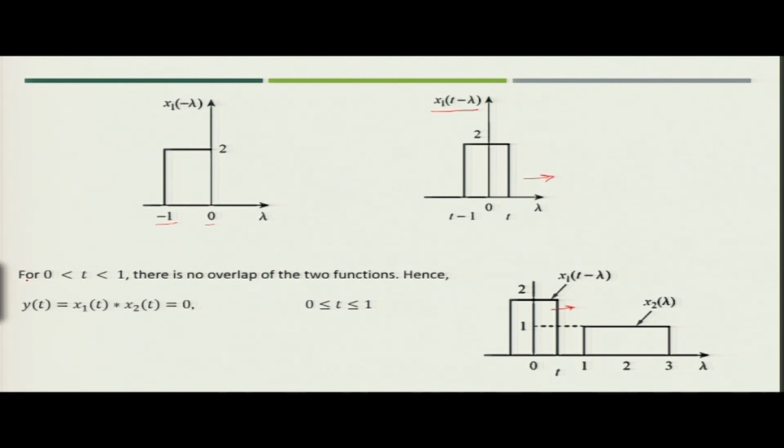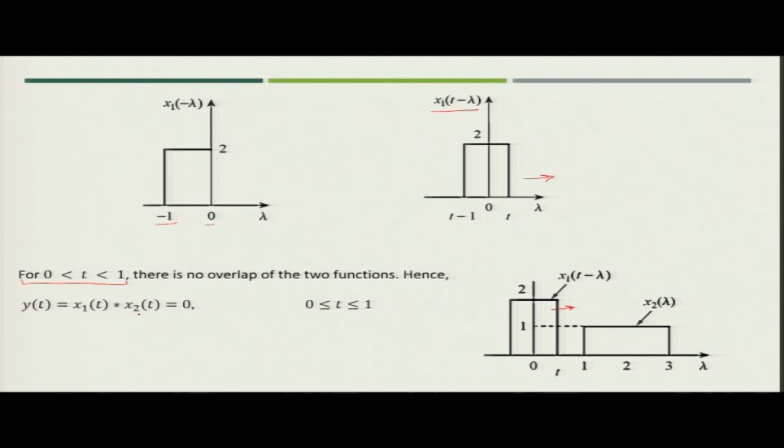First, let us see that t is ranging between 0 to 1. When t ranges between 0 to 1, the maximum value of t will be 1 in this case. So when you have 1 coming at this point, it means that there will be no overlap between these two functions. So what can we say?